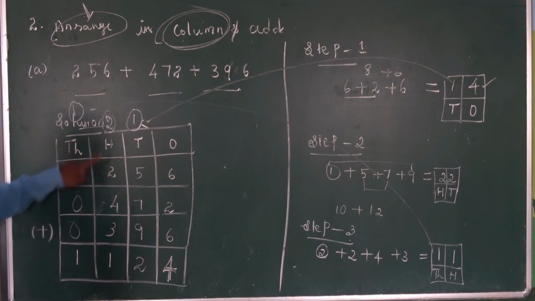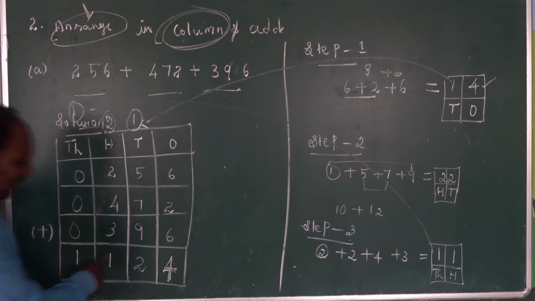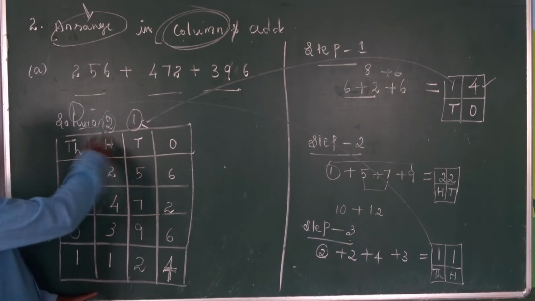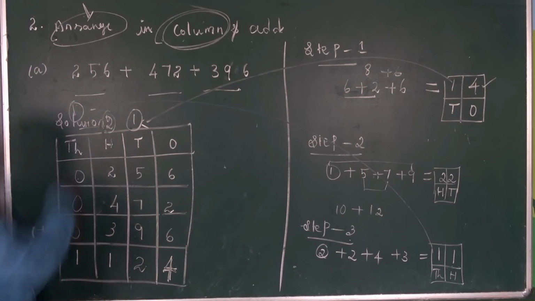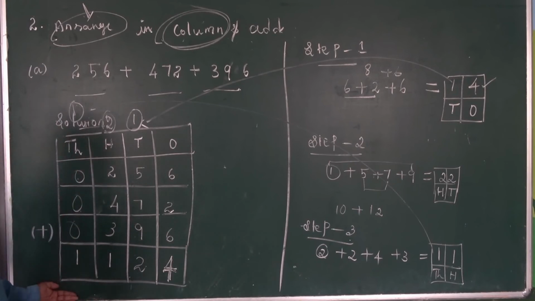So 2 plus 2 plus 4 plus 3. 2 plus 2 is equal to 4. 4 plus 4 is equal to 8. 8 plus 3 is equal to 11. The one is written in the hundreds place. The balance one carries over to the thousands place. So bring down the number 1. So our answer is 1124.